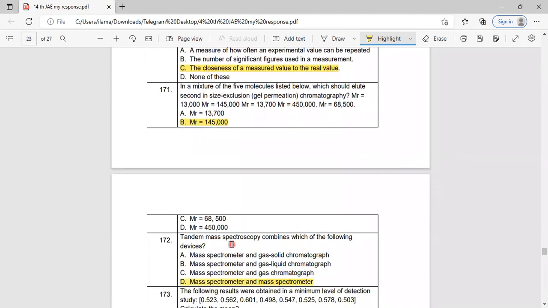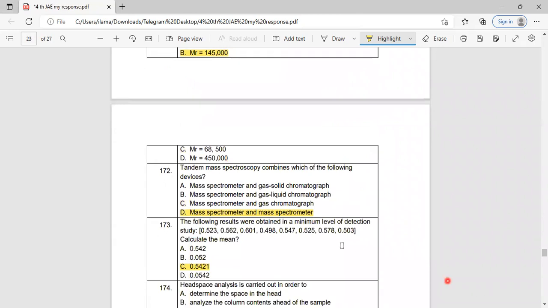Next, tandem mass spectroscopy combines which of the following devices: a mass spectrometer and then a mass spectrometer. Next, the following results are obtained in a minimum level of detection study. The values are given; calculate the mean. If you substitute the values in the mean formula, you will get 0.5421 as the mean value.